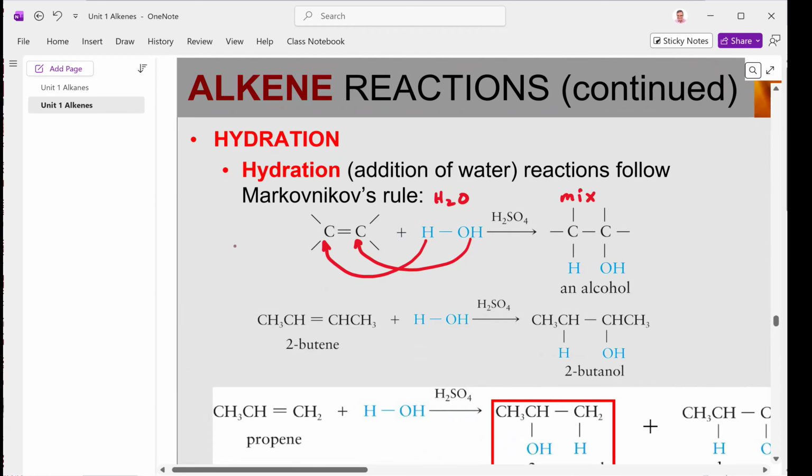Okay, water, if you think of water as H bonded to OH, that's a heterogeneous addition again. So we're going to expect a mix. That's one way you can make an alcohol. Alcohols are compounds that have an OH on them. Like drinking alcohol, ethanol, it's a 2-carbon alcohol. Rubbing alcohol, 3-carbon alcohol. Methanol, 1-carbon alcohol. Very common alcohols.